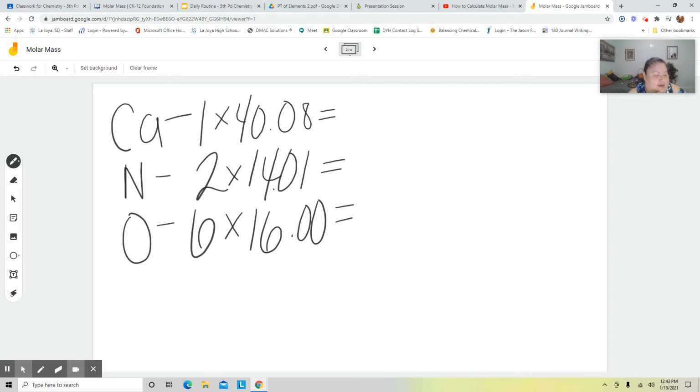Now let's do the math. So get your cell phones, because I know they're close by. Go to your calculator app, just like you see me do. 1 times 40, I don't really have to do that, right? It's 40.08.